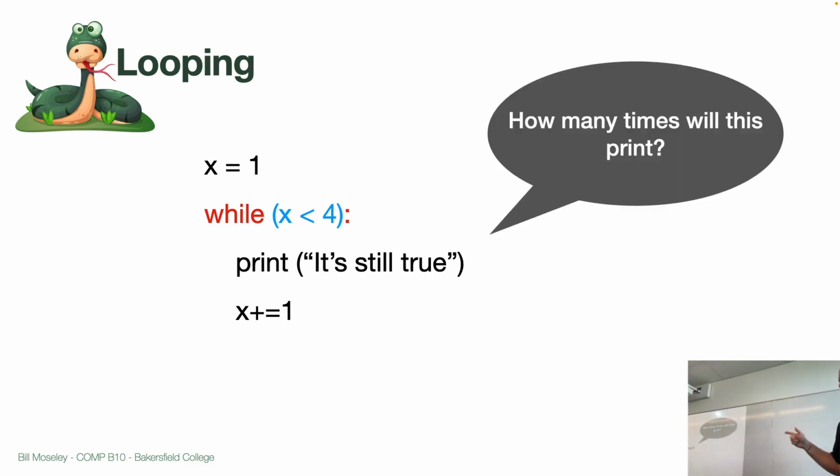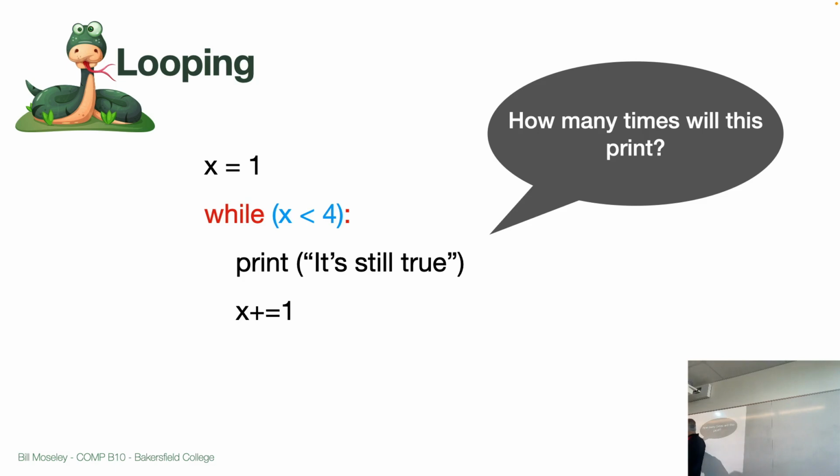So the question is, how many times will it print that before it stops? Is 4 less than 4? No, then it's false. So when x is equal to 4, it will stop, but how many times will it print before it's equal to 4? 3. Yeah, it'll print 3 times.